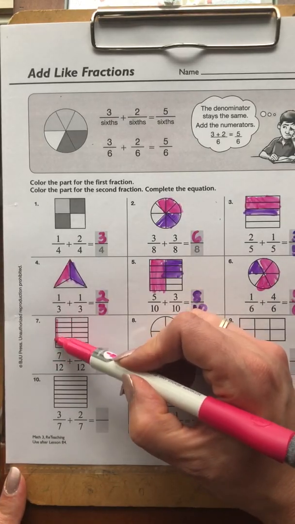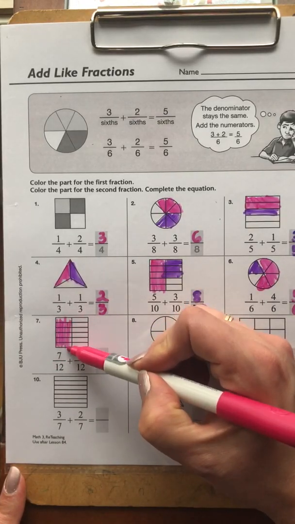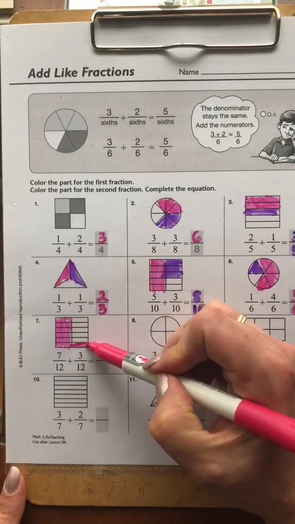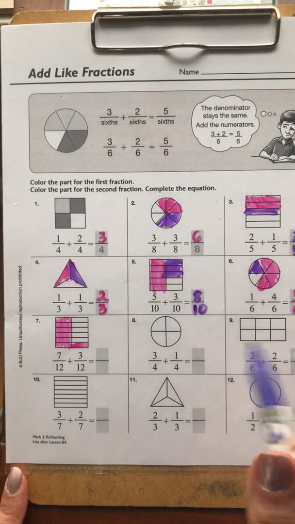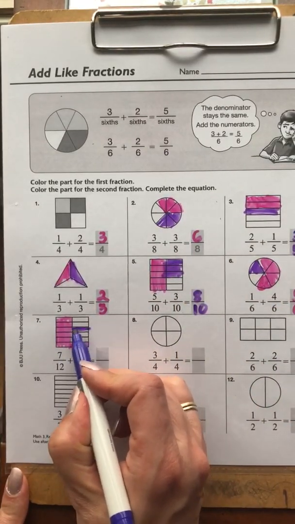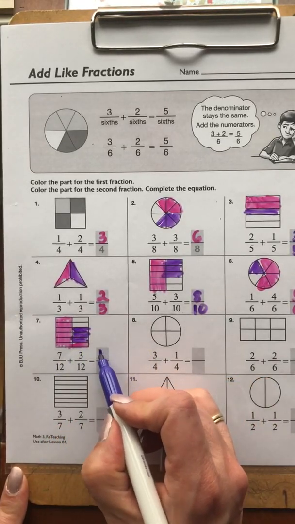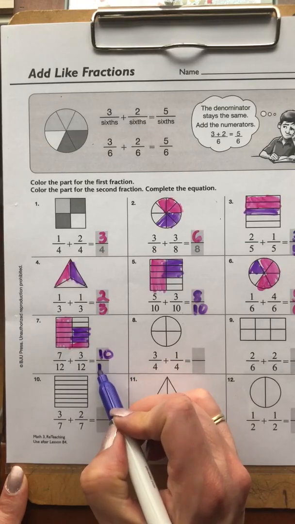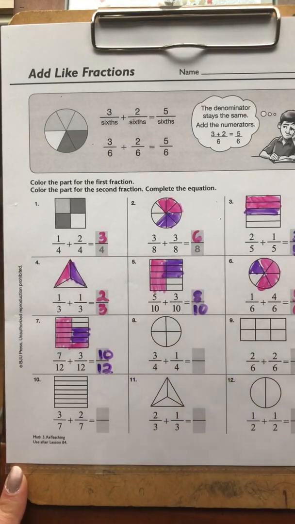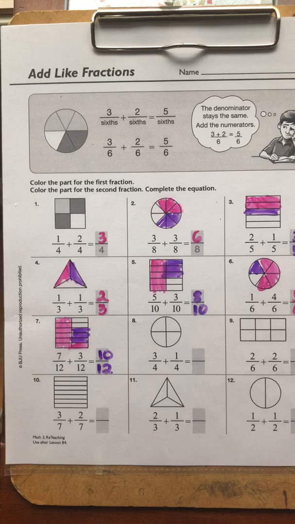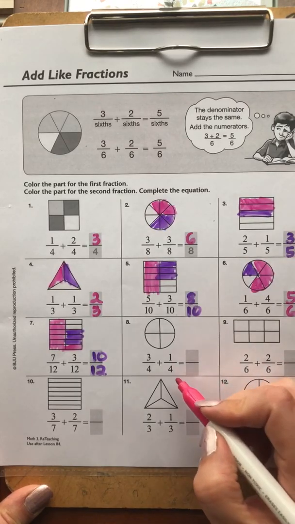We have 7/12, and we're going to add 3 more to that. 7 plus 3 is 10. And remember, your denominator stays the same. So your answer is 10/12. That's not as hard as it sounds, is it? Number 8, we're adding 3/4 plus 1/4.